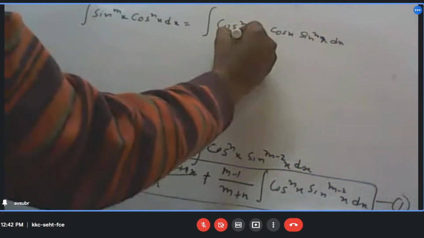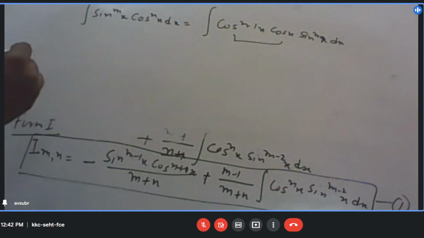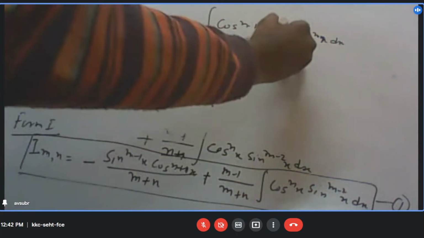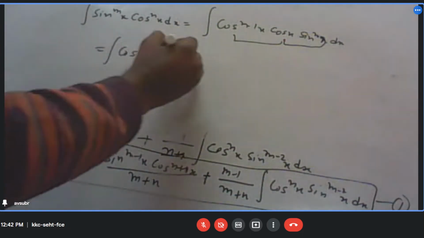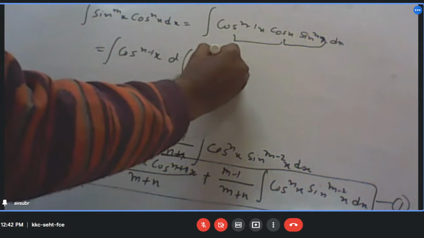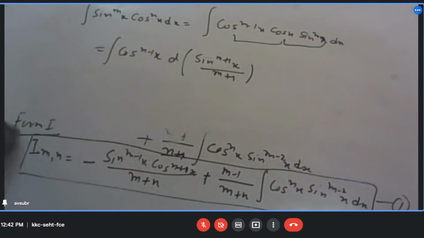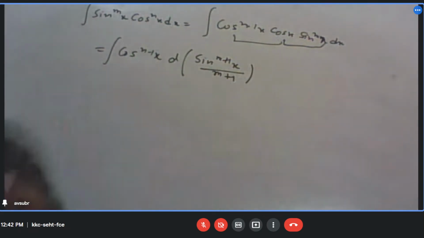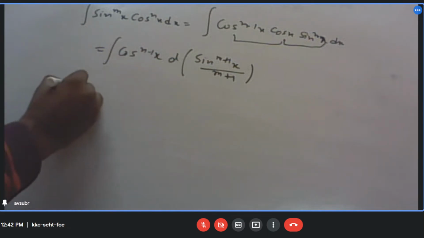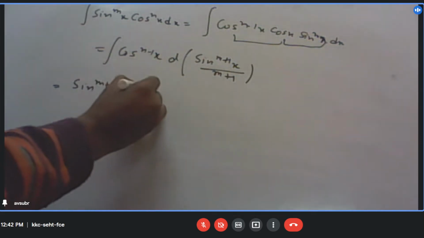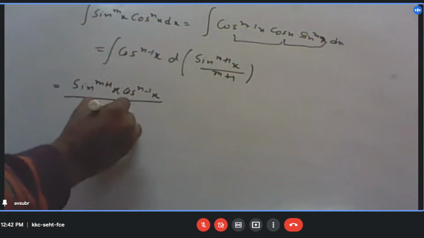So I can now solve this. When I try to solve it, I can write it down like this: cos to the power n minus 1 x, and this whole thing can be written as d sine to the power m plus 1 x by m plus 1. Okay. Now once again let us integrate by parts. So what shall we get? Sine to the power m plus 1 x into cos to the power n minus 1 x by m plus 1.